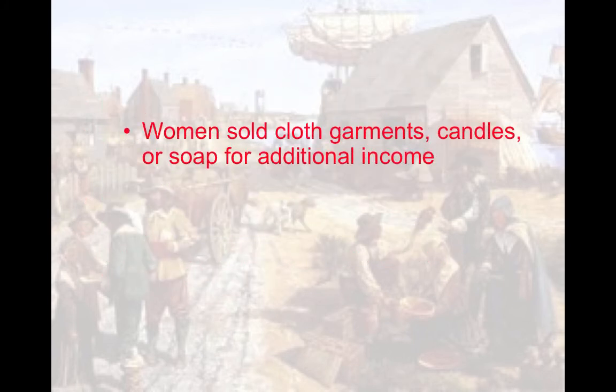Women were able to help support their families by producing cloth garments and candles and soap for additional income to purchase those things that they couldn't make themselves. Windows, for instance. You can't make a window by yourself. So that's something that you would need to purchase the glass for. Women helped to support their husbands in that way and the family.